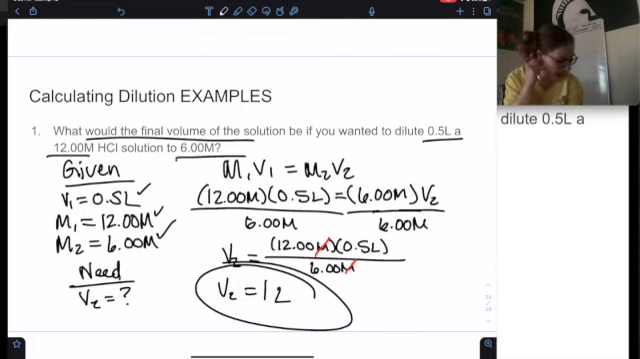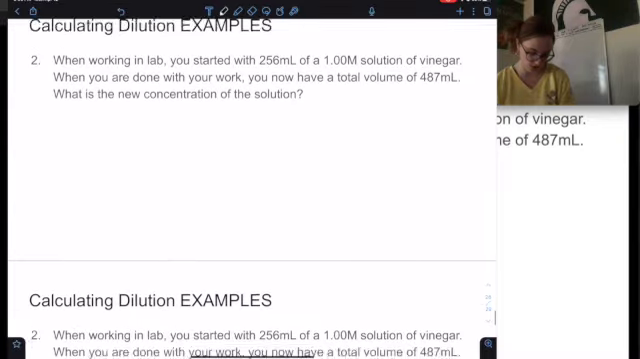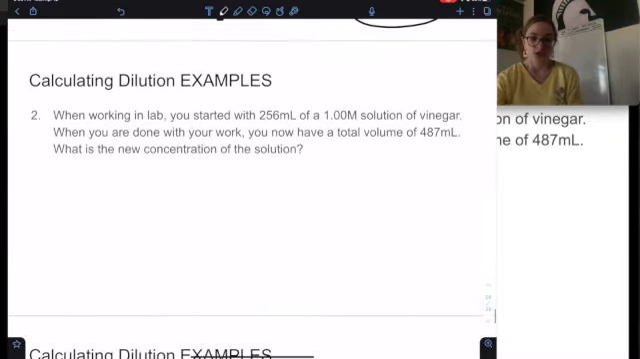So go ahead and follow along. We're going to move on to the second problem that you see on your screen. This problem says, when working in a lab, you started with 256 milliliters of a 1 molar solution of vinegar. When you are done with your work, you now have a total volume of 487 milliliters. What is the new concentration of the solution? So let's go ahead, figure out what we're given, what we need, and we can solve.